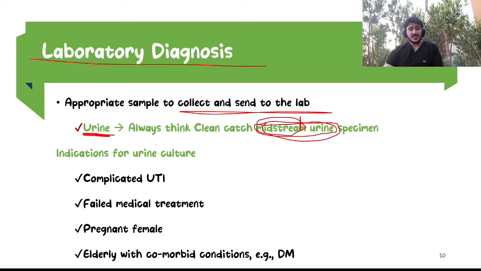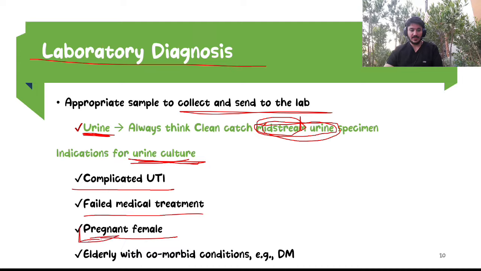Sometimes we need to do urine culture, but it's just in special cases like complicated UTI, failed treatment, pregnant female, and you get the point. So normally the answer would be urine analysis, not urine culture, in case you get a question about this in clinical, because I remember they love to ask about this. The first step is urine analysis, it's not urine culture.